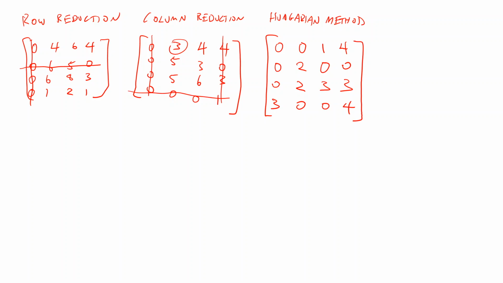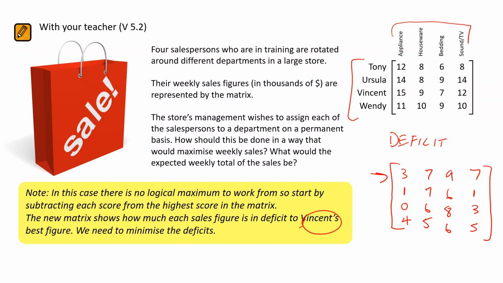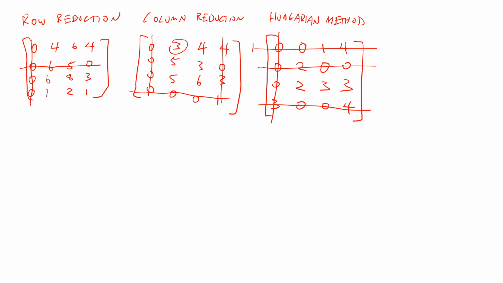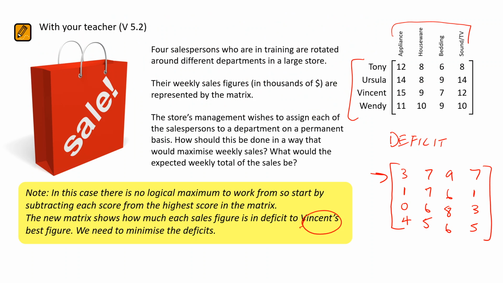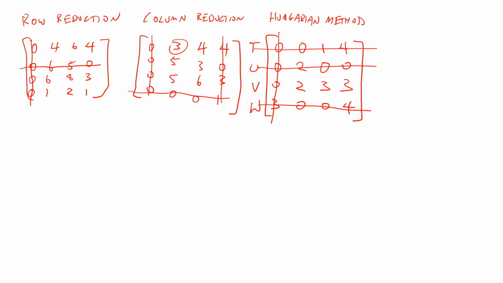Okay, excellent. So let's see, cross 1, cross 2, cross 3, and cross 4. Excellent. Cool. So now we can assign the tasks. So we just have to go back and have a look at who was doing what. So we had Tony, Ursula, Vincent, and Wendy. And then what was it? Appliances, houseware, bedding, and sound.